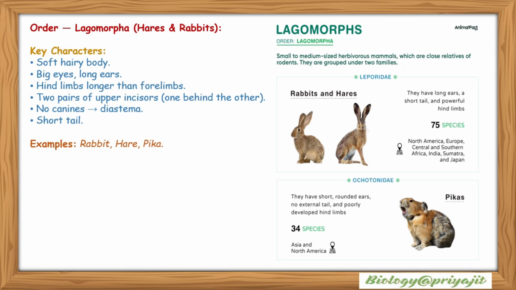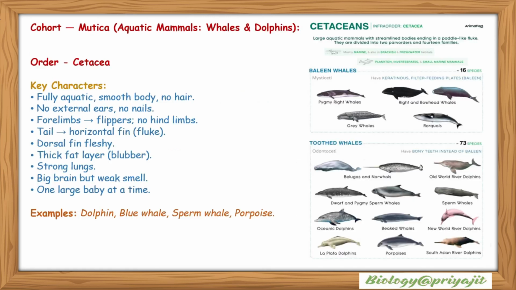Two pairs of upper incisors, one behind the other. The canine is absent, so there is a gap called the diastema. They have a short tail. Examples include rabbit, hare, pika, etc. The third cohort is the Mutica, which includes aquatic mammals like whales, dolphins, etc.